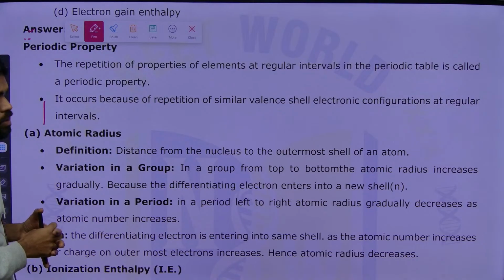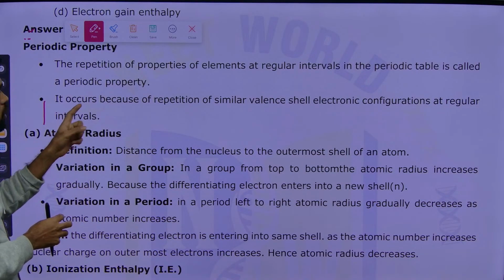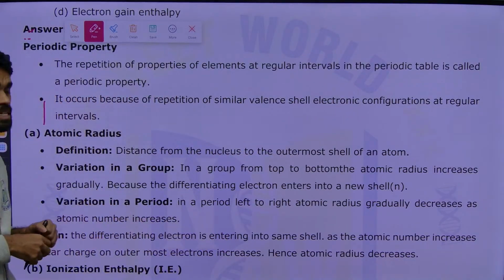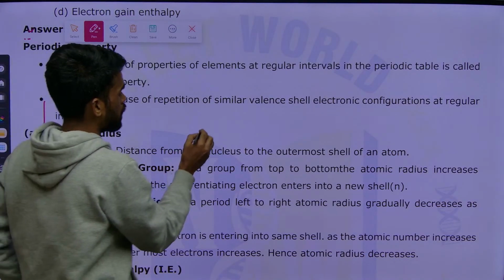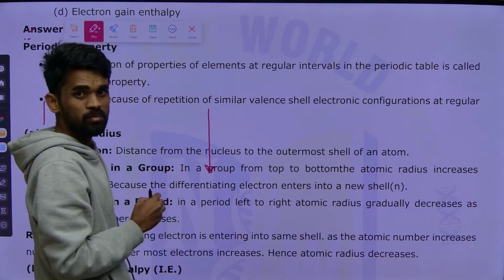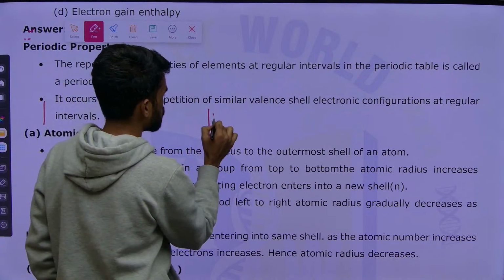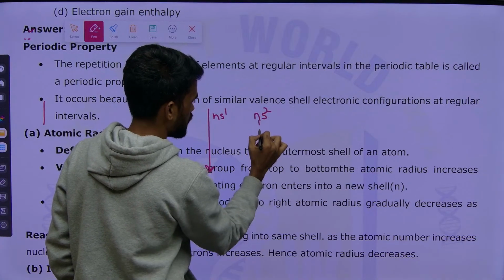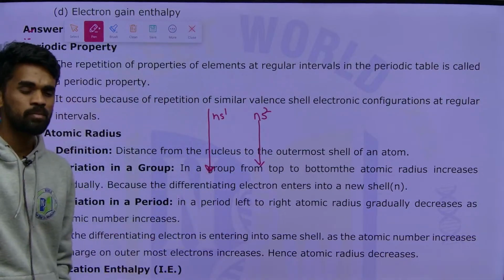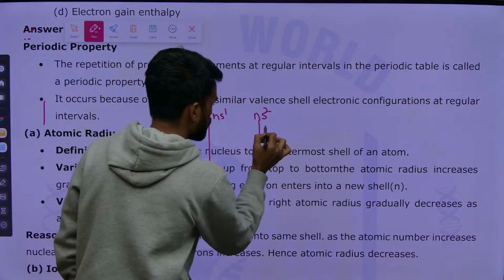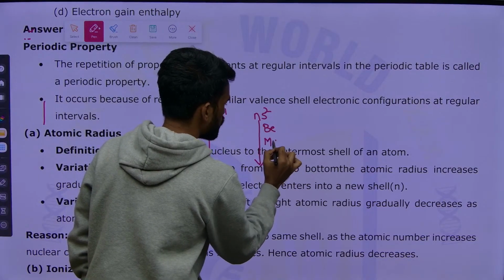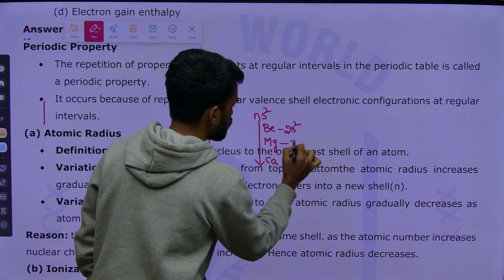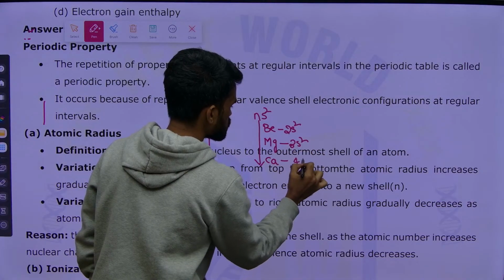So why are these periodic trends observed, this repetition observed here? It occurs because of repetition of similar valency shell electronic configuration at regular intervals. See, if you take any group, for example, all alkali metals will have the same general electronic configuration, ns1 you are seeing, and for the next element, the alkaline earth metals, it is ns2. Whatever element you take here, all of them have the same general electronic configuration. For example, here you can take beryllium, magnesium, and calcium. If you observe the electronic configuration, 2s2, here 3s2, here 4s2, something like this.